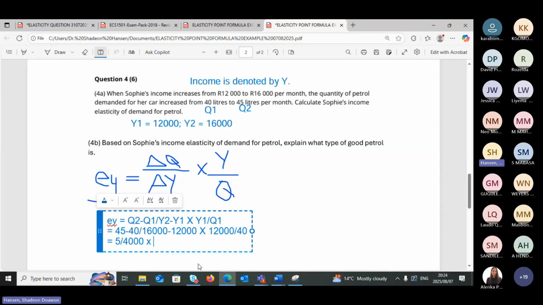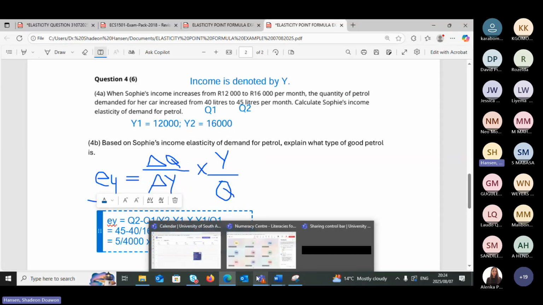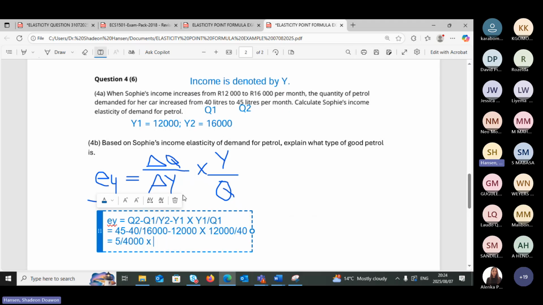I think that would be 300. Am I correct? Just check on your side, students. Right? 12,000 divided by 40. What is our answer over there? That's 300. Perfect. Okay. We can do further simplification over here.